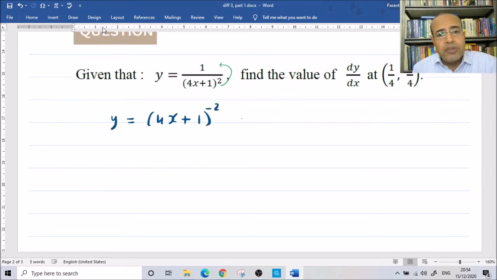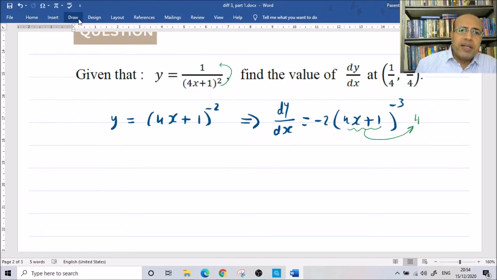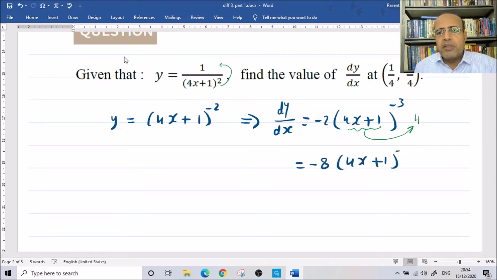Now we need to what? To differentiate. So dy by dx, the power comes down, minus 2. Reduce 1 from the power, negative 2 minus 1, negative 3. Everything is the same, 4x plus 1. Multiply what? Multiply the derivative of the inside. The differentiation of 4x plus 1: the differentiation of 4x is 4, and of 1 is 0, so it's 4. Negative 2 times 4 is negative 8. So the answer is negative 8 bracket 4x plus 1 power negative 3.